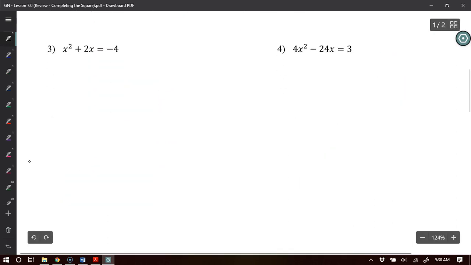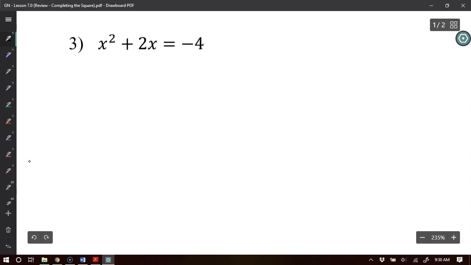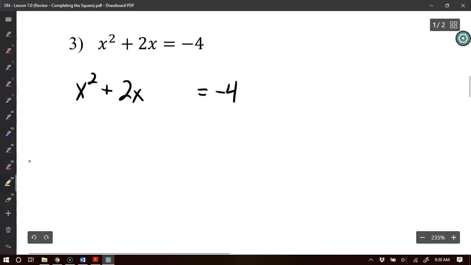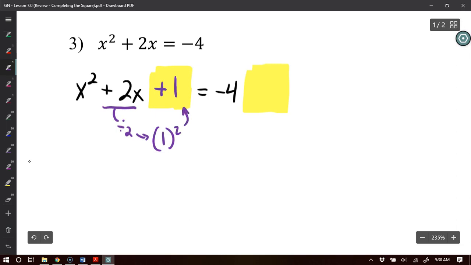So if I look at number 3, notice the quadratic and linear term are already there by themselves. The constant is already on the right-hand side by itself. I just need to put my placeholder here and my placeholder here for it. Take the quadratic term, divide by 2, and I'm going to get 1. I square that, and that's what goes up here, and that's a positive 1. But if I add 1 on the left side, I have to add 1 on the right side.